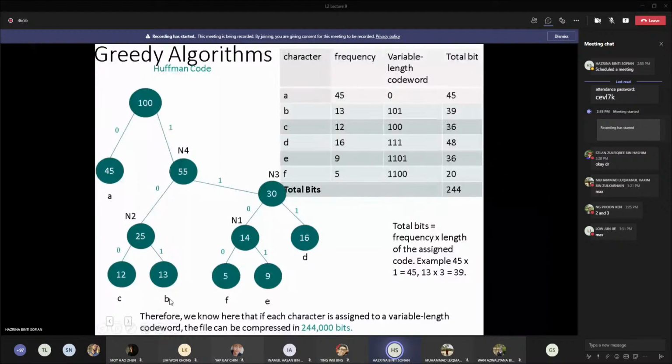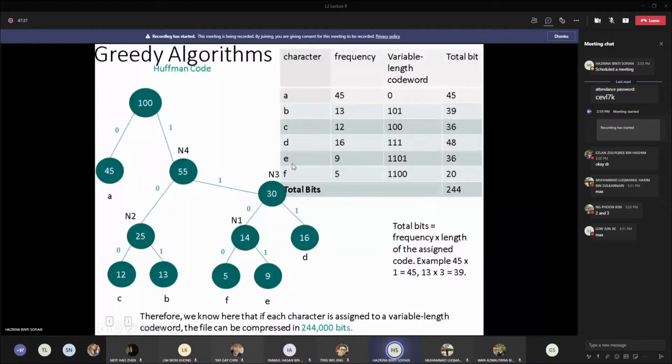What is the code word for B is, you need to read from above. 1, 0, 1. So this is 1, 0, 1. The character C is here. That is why the variable length of code word is 100. D. Here, the code word is 111. So that is why I just write here 111.